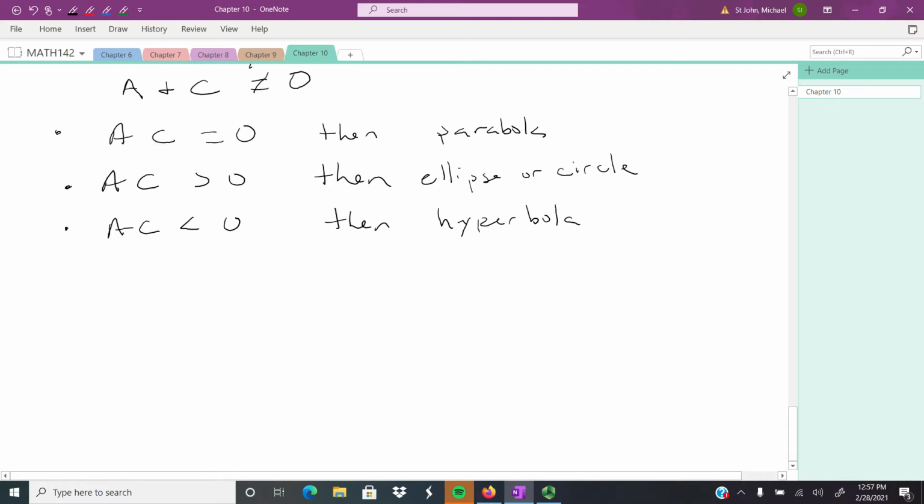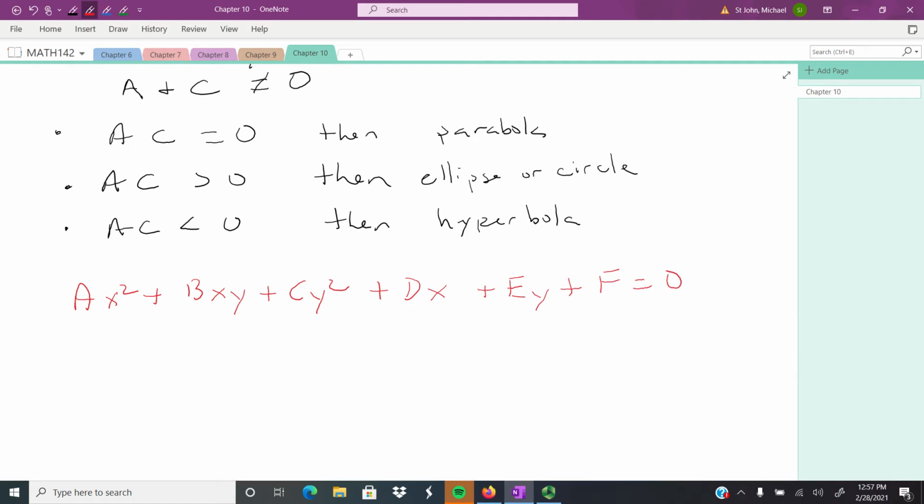And then the other case for my general form would be if I now have one that looks like this: ax squared plus bxy plus cy squared plus dx plus ey plus f equals 0. And so now it's in this form. If b squared minus 4ac equals 0, then we have a parabola.